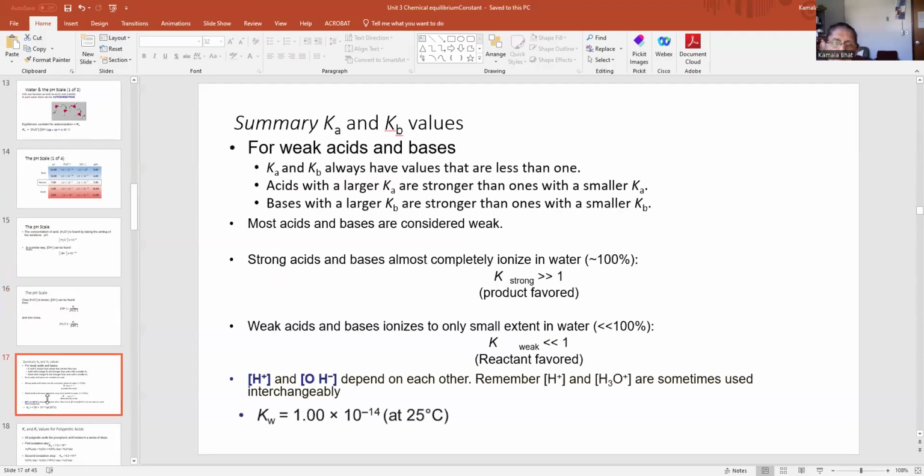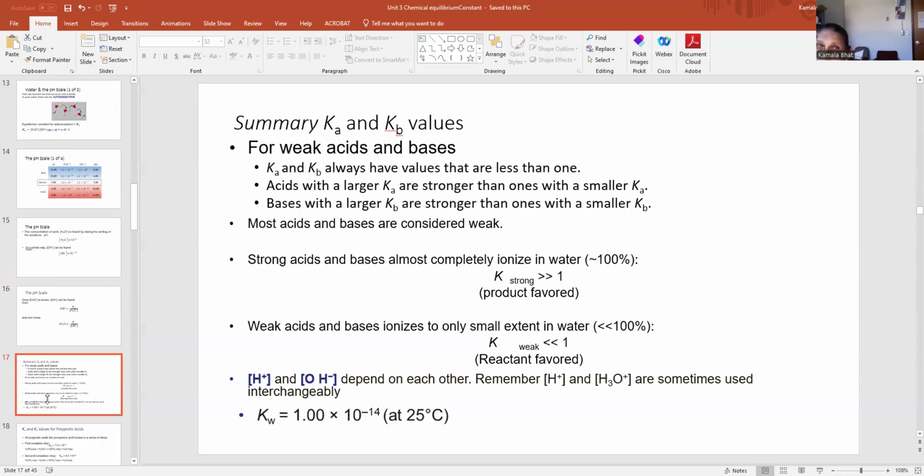In summary, here is what it is. Ka and Kb always have values that are less than 1 if they are weak. Acids with larger Ka are stronger than those with smaller Ka. Bases with larger Kb are stronger than ones with smaller Kb. Most acids and bases are considered weak.